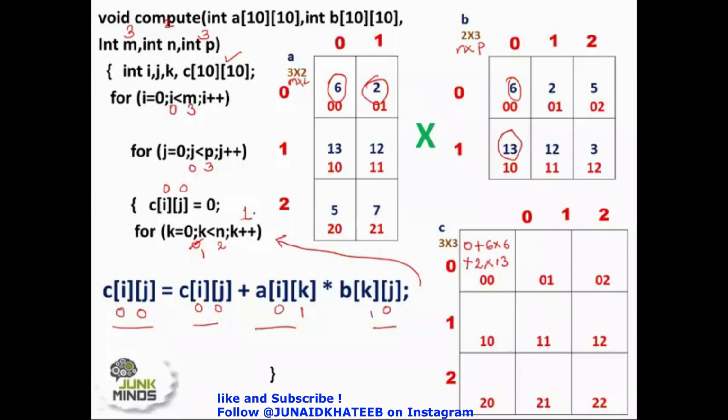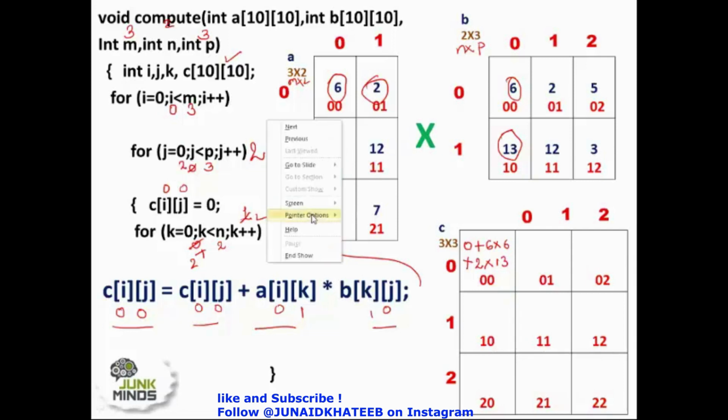Now when I go back, K plus plus is 2. 2 less than 2 is false. Condition fails. This loop has terminated. I've got my first term. Whatever is the value, 6 into 6 plus 2 into 13, I've got that. Now once this is done, I'll go to J plus plus. J is equal to 2 now. 2 less than 3 is true. Now observe how things are changing.